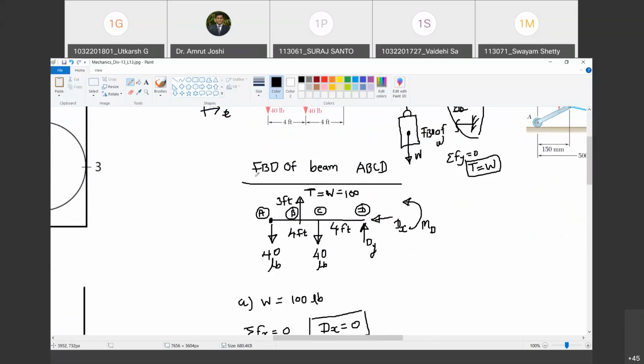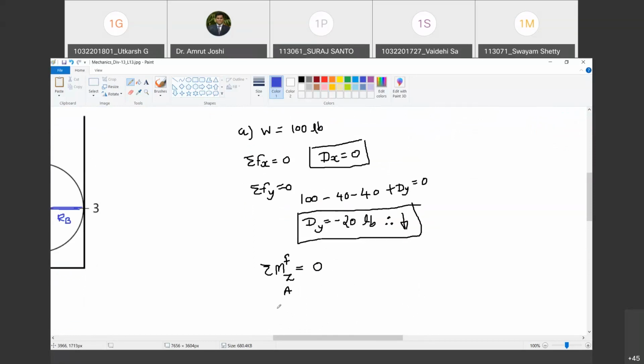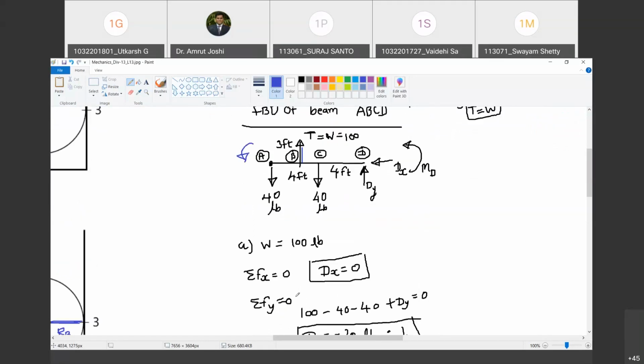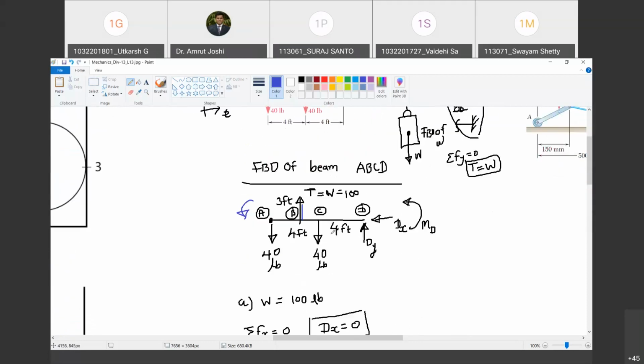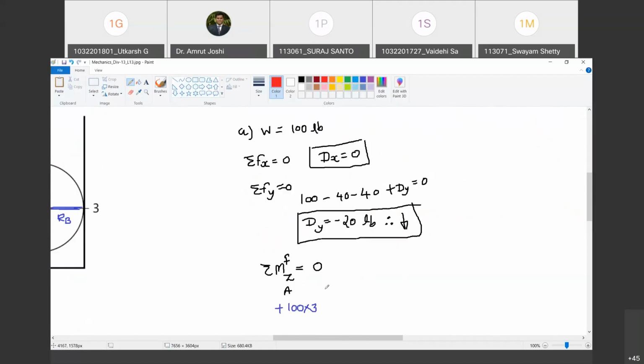Is it anti-clockwise? Yes, sir. So this is anti-clockwise, so it is going to be positive. Plus 100 into 3, which is 300. Next, minus 40 into 4. Why? Because it causes clockwise movement. Yes, clockwise. So minus 40 into 4, right?